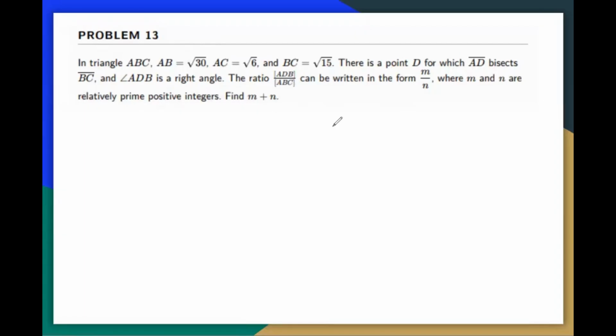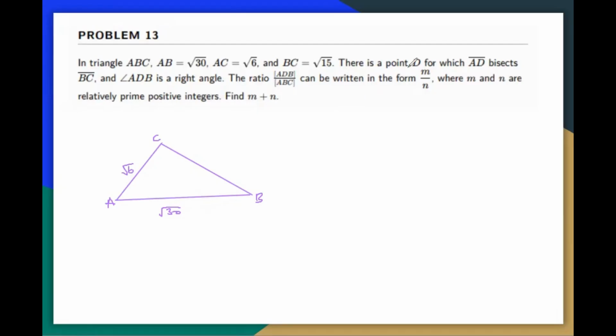Okay, so first I'll start by drawing a diagram. Since root 30 is larger than the other one, AB should be the larger side. So I'll go ahead and draw something resembling an illustration. Let's say this is a triangle I have. I'll say this is A, and this is B, and AB, and this is C. So AB is root 30, AC is root 6, and BC is root 15.